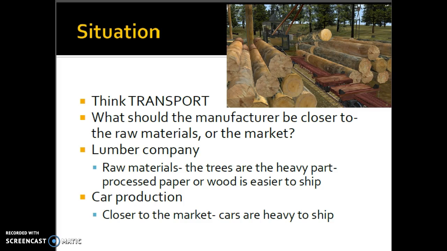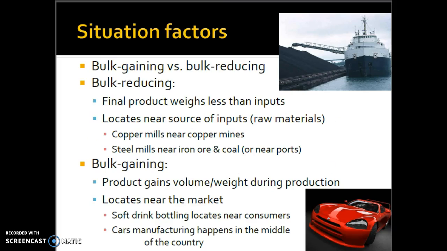This brings me back to the idea of situation. So again, think transport. What should the manufacturer be closer to, the raw materials or the market? In the case of bulk-reducing manufacturing, you always want to be closer to the raw materials. For a lumber company, the raw materials, the trees, are the heaviest part, so it's easier to process them closer to the source and then ship them out. Same thing with cars. In this case, you want to be closer to the market because the individual pieces might be lighter and easier and cheaper to ship.